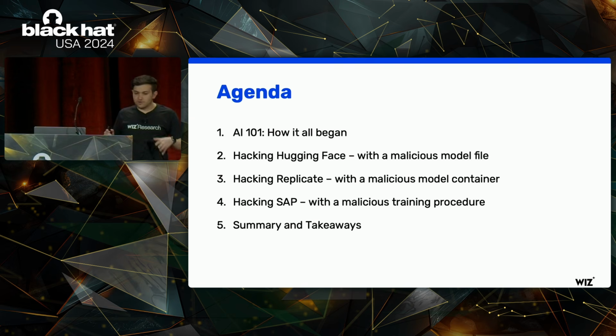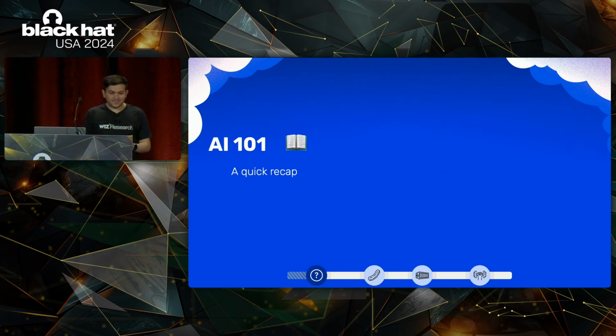We're going to start out by doing a little bit of AI 101, some basic terminology, and go over the discoveries that led to this research, how this whole research even began. Then we're going to dive straight into our 3 real-life case studies: how we hacked Hugging Face using a malicious model file, how we hacked Replicate using a malicious model container, and finally, how we hacked SAP using a malicious training procedure. Then we're going to sum things up and send you on your way with some takeaways on how to secure AI environments.